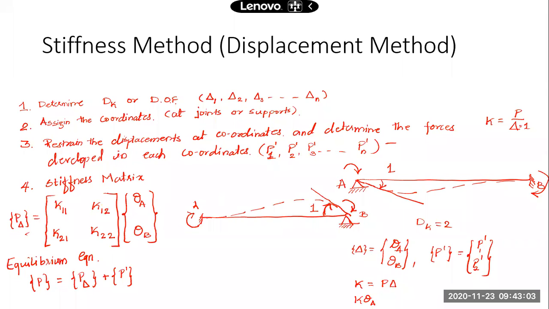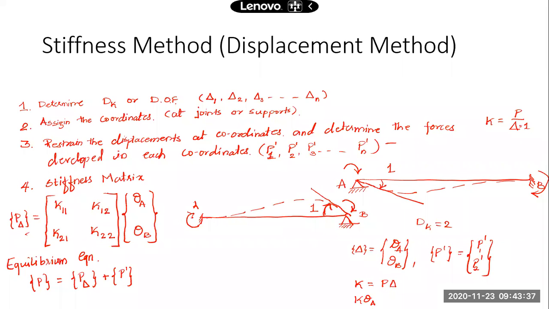Similarly, the next step is to go for the second coordinate. We are done with the first coordinate. Go to the second coordinate and give unit rotation in the second coordinate. Here the coordinate corresponds to the rotation theta B. So give unit rotation in the second coordinate, in the direction of the coordinate. When I give unit rotation in the second coordinate, what is the force required over here? That will be K22, and I'll put it over here. What is K21?